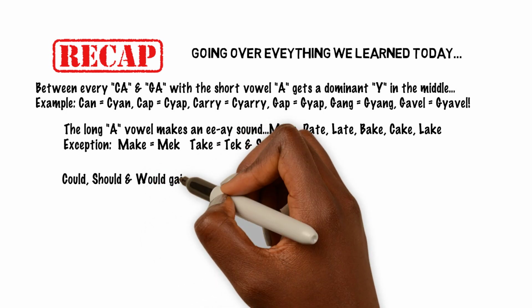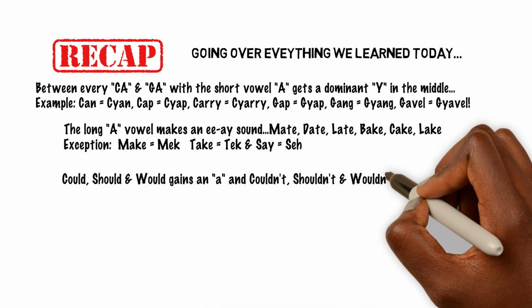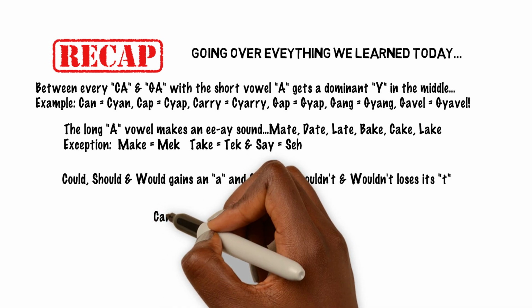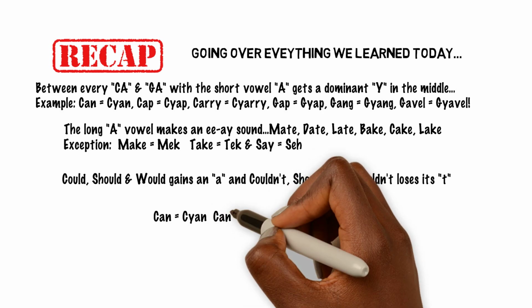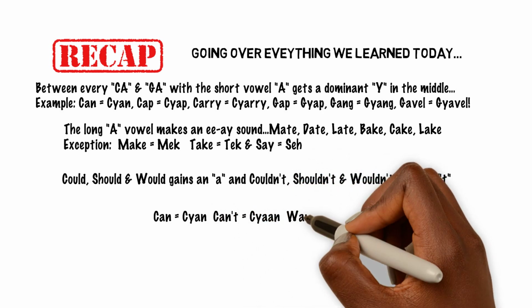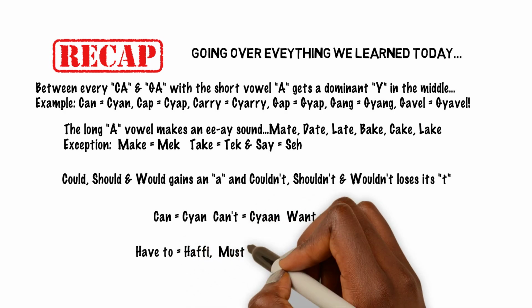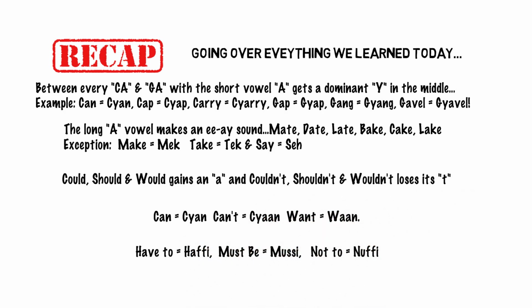The words could, should, and would gains an A to become coulda, shoulda, woulda, and the words couldn't, shouldn't, and wouldn't loses its T to become couldn't, shouldn't, and wouldn't. We covered can, which becomes can, can't, which became can, and want, which becomes wa. We also covered three important daily phrases. Have to, which becomes haffy, must be, which is mussy, and not to, which is nuffy.